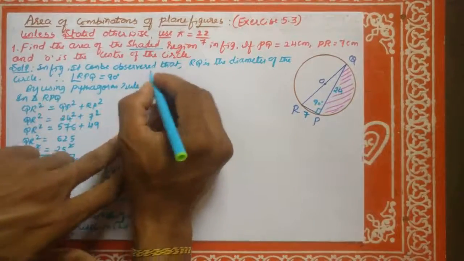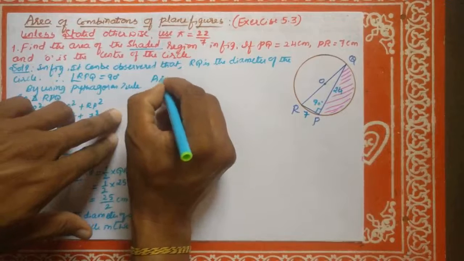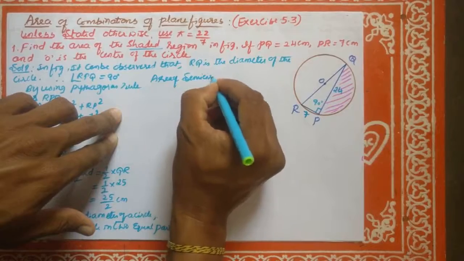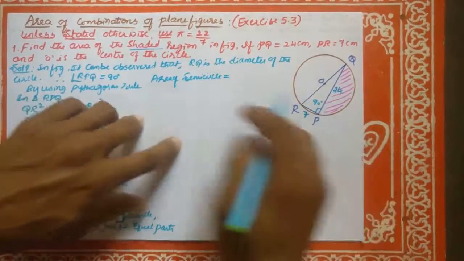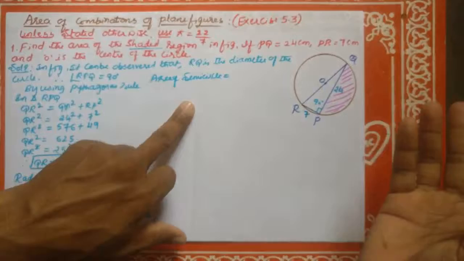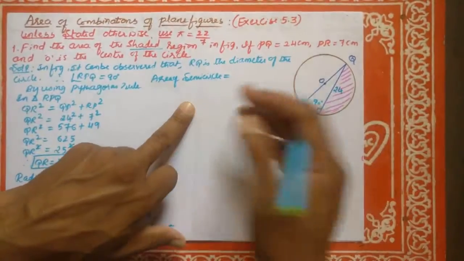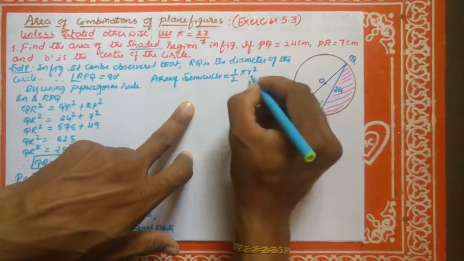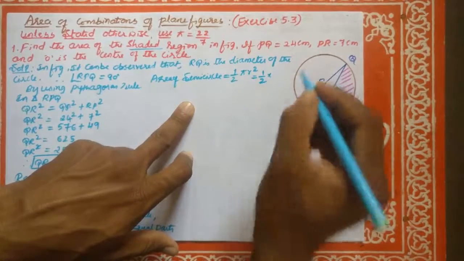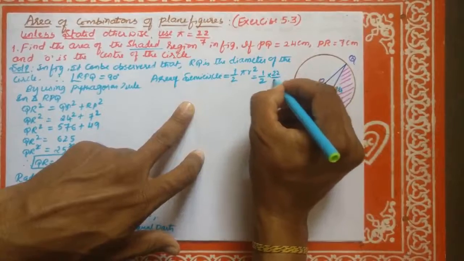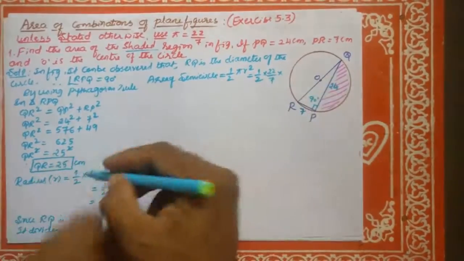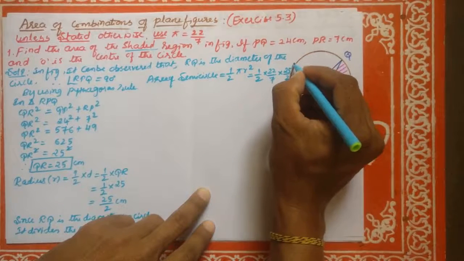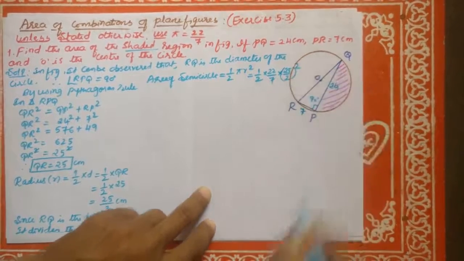Let us see now. Area of semicircle: we need the formula. Area of a circle is equal to pi r square. Area of semicircle is equal to half into pi r square, which is half into 22 divided by 7 into the radius 25 divided by 2, whole square.